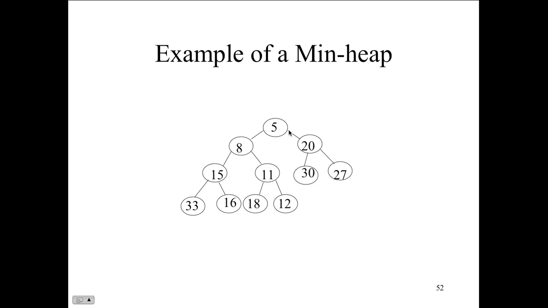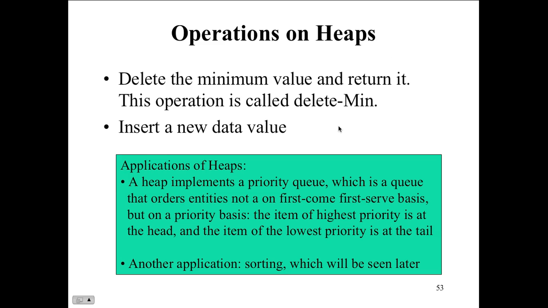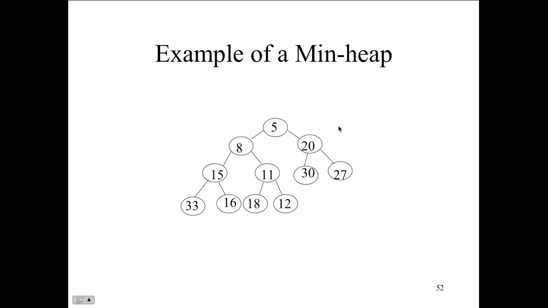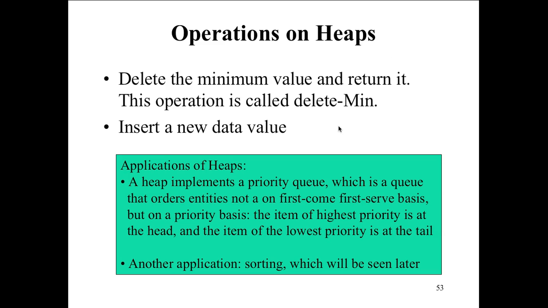Looks like a binary tree. It is a binary tree. So a heap, and a min heap, is nothing more than a binary tree that is sorted with the minimum value on the top versus the maximum. If we turn it around, put 33 on the top, we'd have a max heap in this particular example.